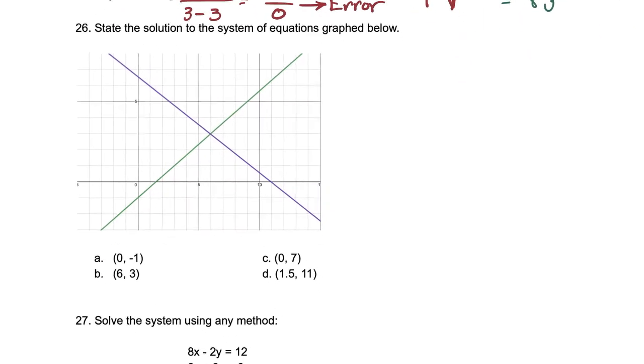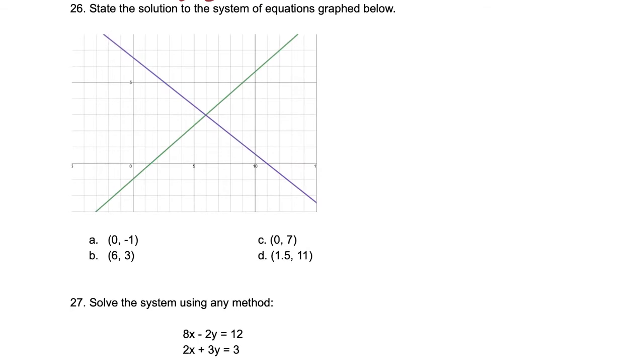26, I love this question. It pops up, and it's so simple. State the solution to the system of equations graphed. So we've got 2 equations. Here's one of them. There's all its solutions. Here's all the solutions to the purple equation. And so where do the solutions to the system lie? Well, right where they cross each other. That's where they share it.